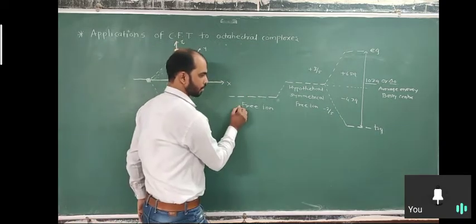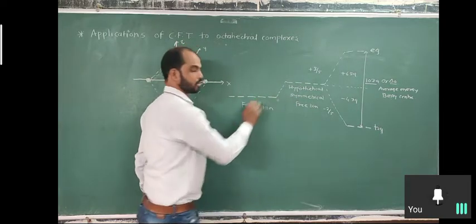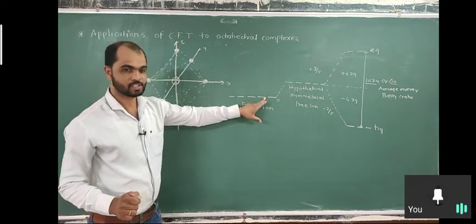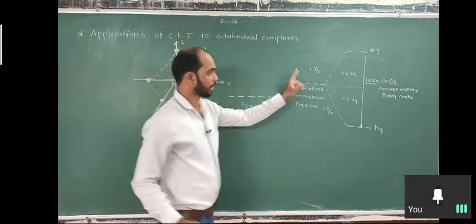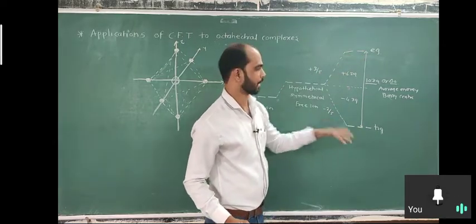So here the free d orbitals, it is just hypothetical, you draw it. Here we fill up the electrons which are present in the metal ion. Whatever electrons are in the metal ion, we will consider here, and then we distribute the electrons in lower and higher energy levels.